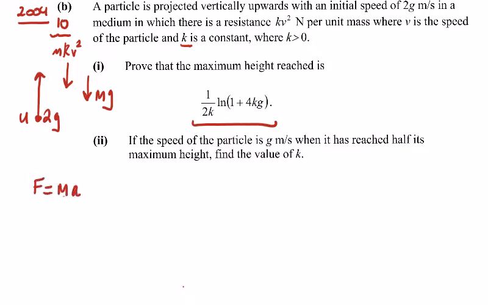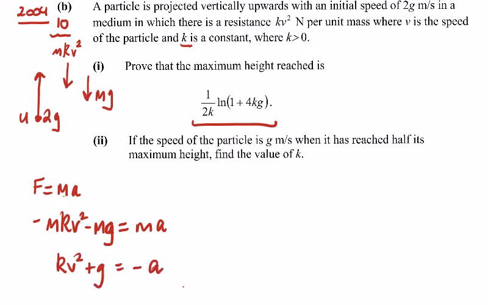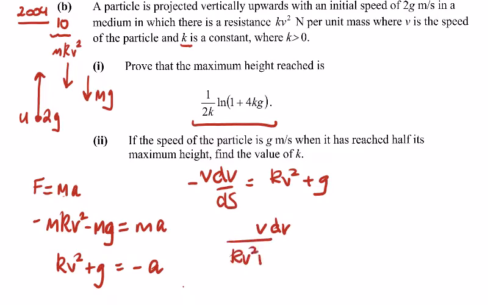Force is equal to ma. So minus mkv squared minus mg is equal to ma. So dividing by minus m, we get kv squared plus g is equal to minus a. So we're dealing with height and velocity, so we use v dv ds for a. v dv ds is equal to a, so minus this is equal to kv squared plus g. And we divide by kv squared plus g and multiply by minus ds, we get v dv over kv squared plus g is equal to minus ds.